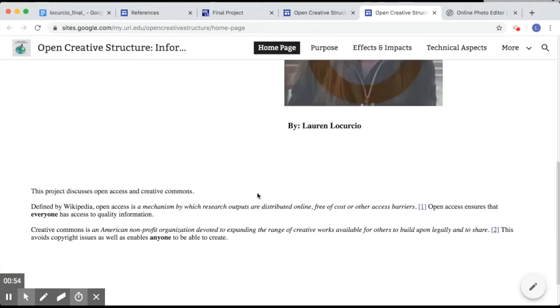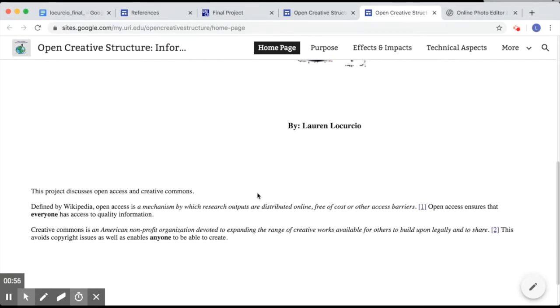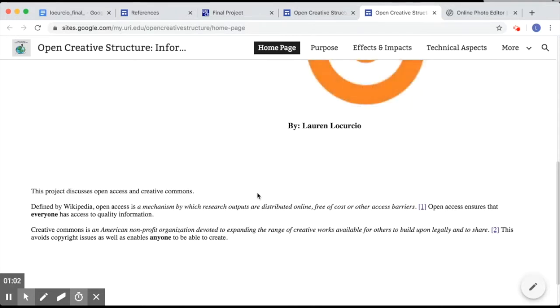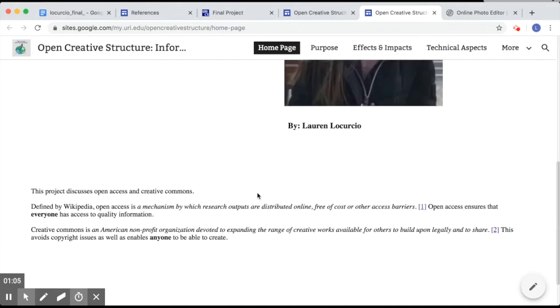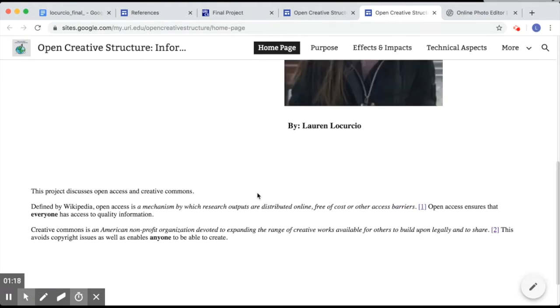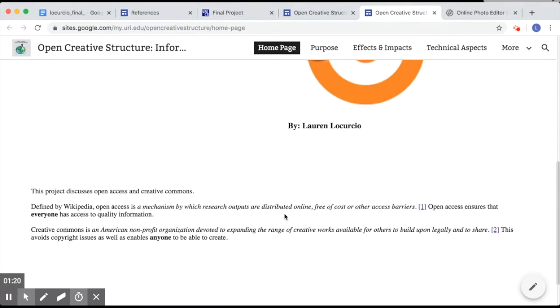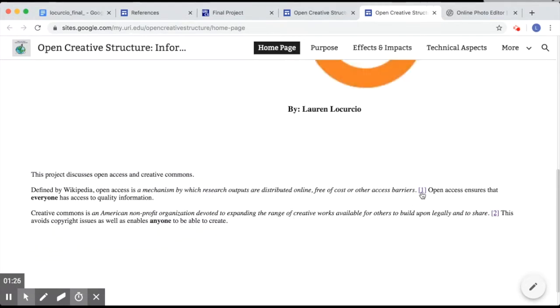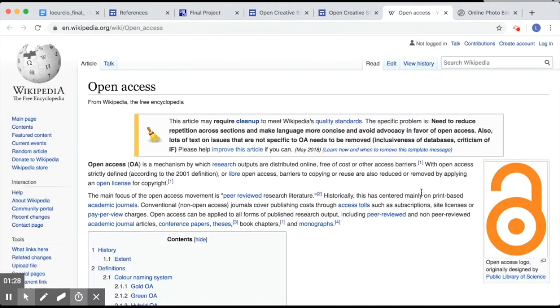Defined by Wikipedia, open access is a mechanism by which research outputs are distributed online free of cost or any other access barriers. Open access ensures that everyone has access to quality information. Defined by Wikipedia again, Creative Commons is a nonprofit organization devoted to expanding the range of creative works available for others to use. I cited my sources throughout my website, so when you click on the source number, it will bring you to the website in which I got my information from.